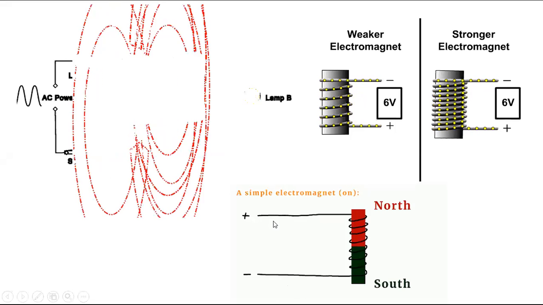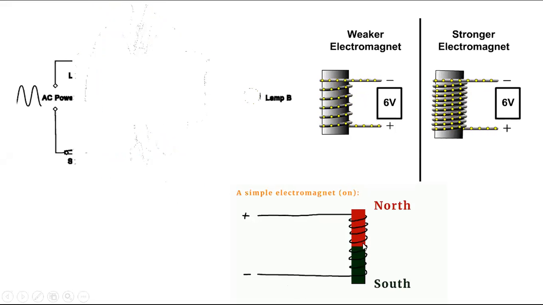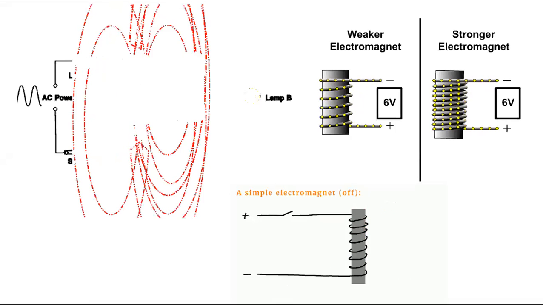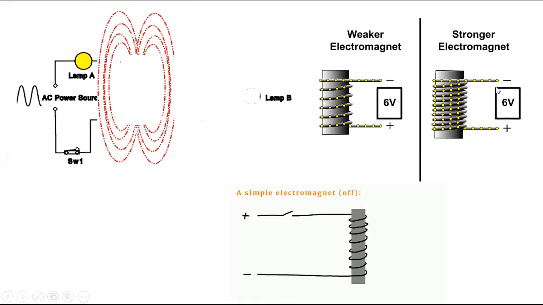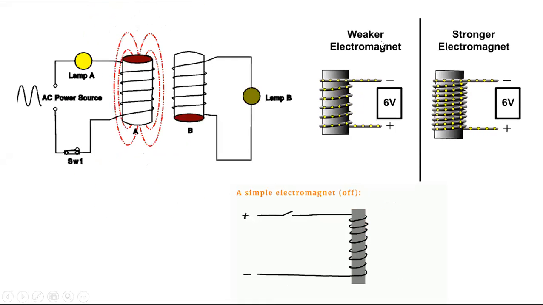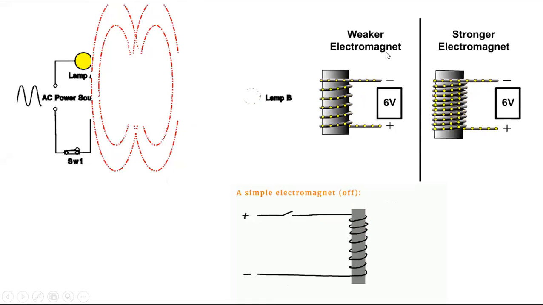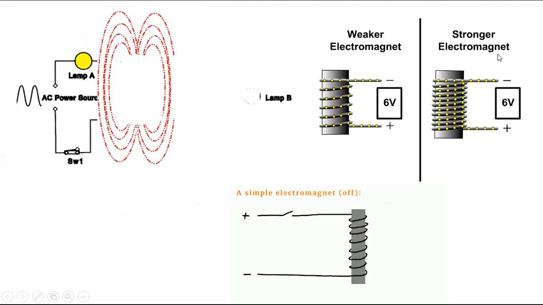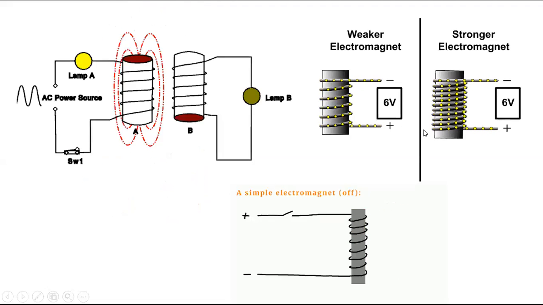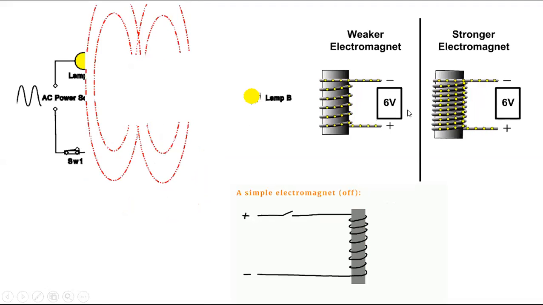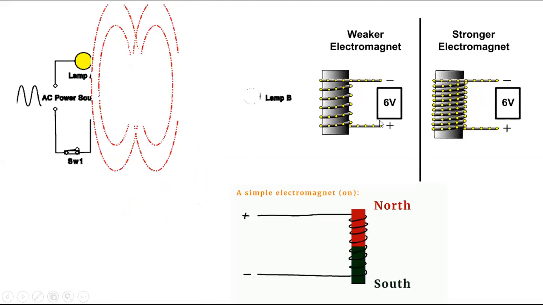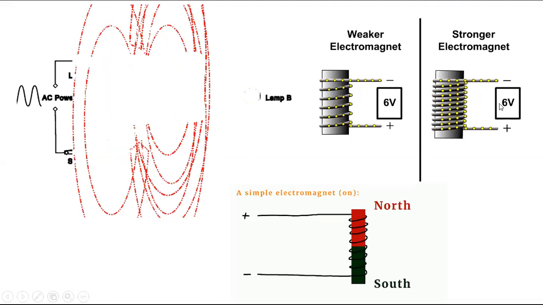So when current flows through this particular copper wire, maximum magnetic energy is created. You see this one for your understanding. It is written here: weaker electromagnet, stronger electromagnet. For both electromagnets, how much battery voltage are we giving? Read out, anyone, what is the value? 6 volts.